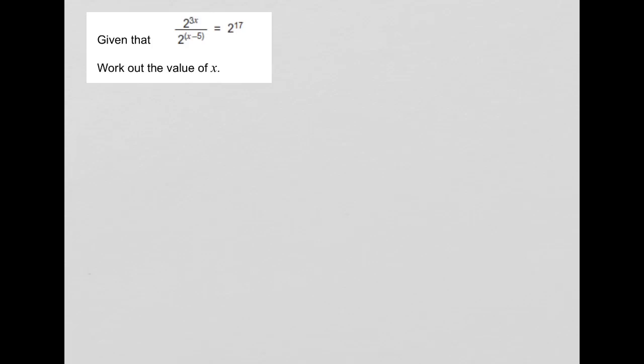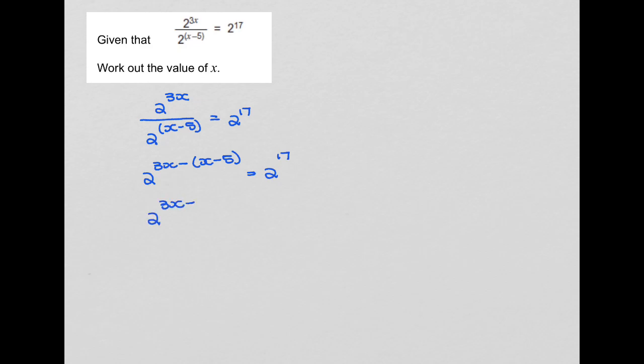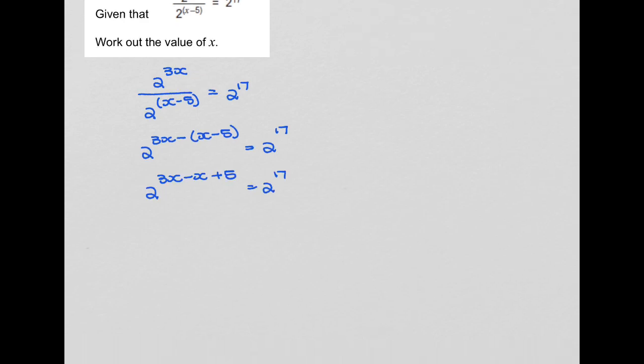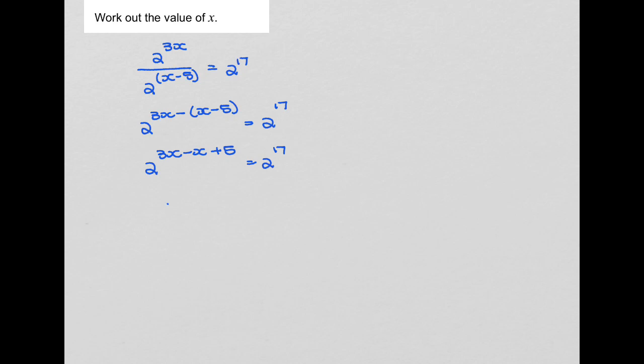Okay, I hope you gave it a go. I have got 2 to the power of 3x over 2 to the power of x minus 5 equals 2 to the power of 17. That's the question. As I said before, when you're dividing, you take away. So I've got 3x, take away the x minus 5 equals 2 to the power of 17. So I've got 2 to the power of 3x, take away x, plus 5 equals 2 to the power of 17. I've got the same base on either side, so I can drop it, which means 3x, take away x, add 5 is equal to 17.